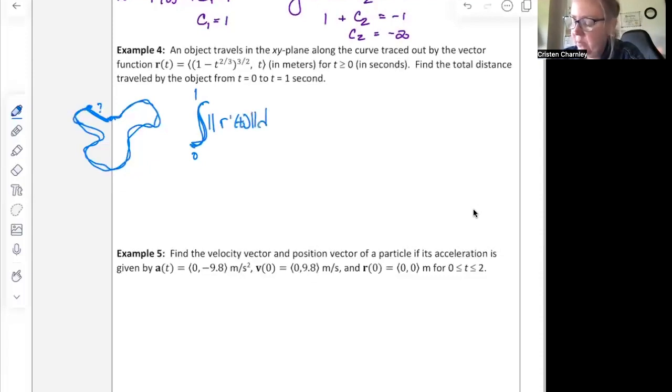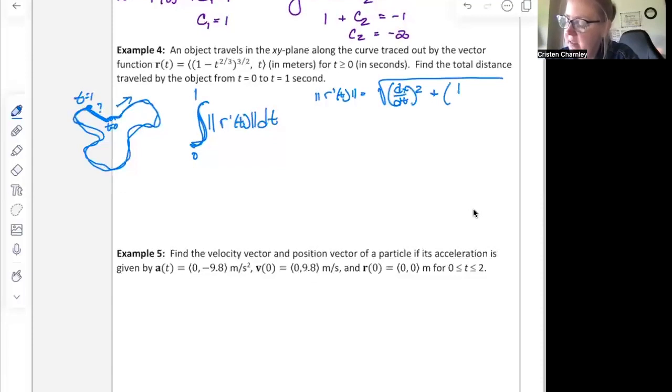is that speed formula. All right. So when we integrate speed between 0 and 1, we will get the distance traveled by this object from t equals 0, around this path over here, to t equals 1. Inside the speed formula, if you recall, is going to be the square root of the derivative of the x component squared, plus the derivative of the y component squared.